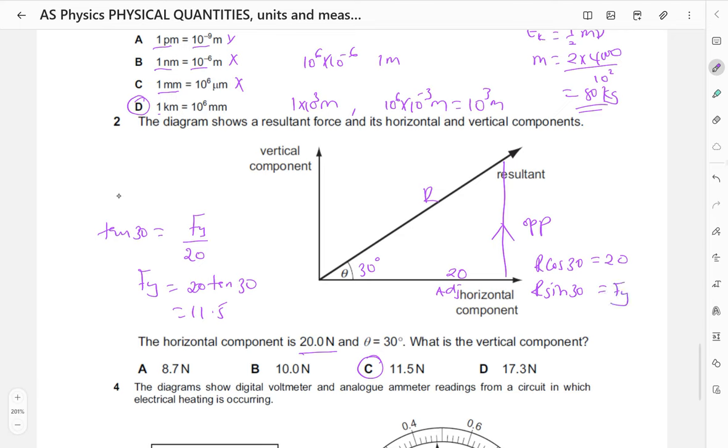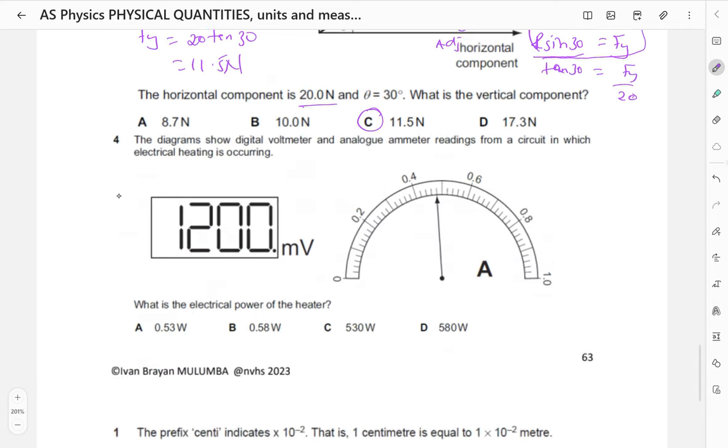So you can notice that when I divide the two equations, I still get tan 30 is equal to Fy over 20. I divided R sine 30 by R cos 30, I get tan. So tan 30 is equal to Fy over 20, which gives us Fy as 11.5 newtons. So the answer is C.